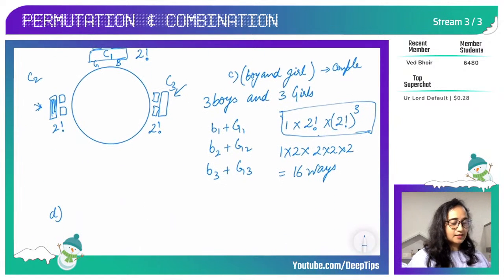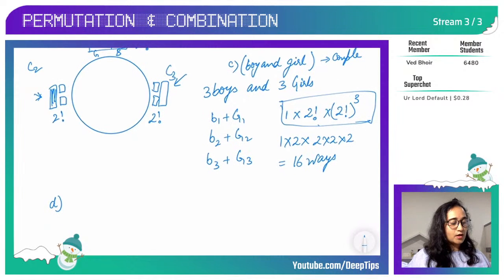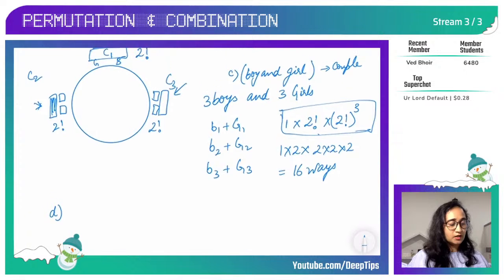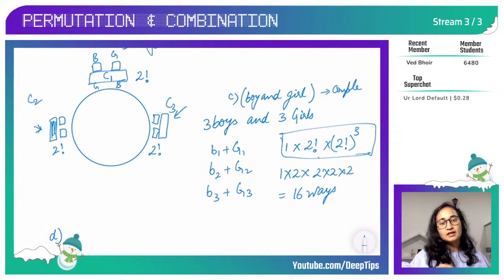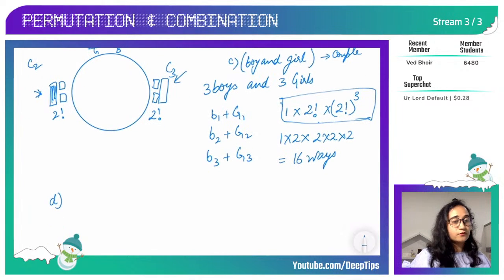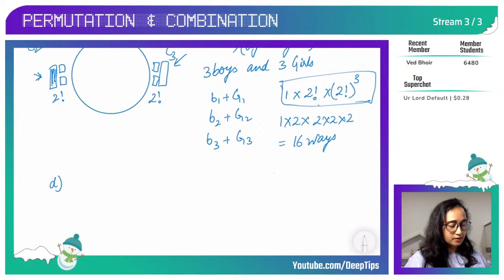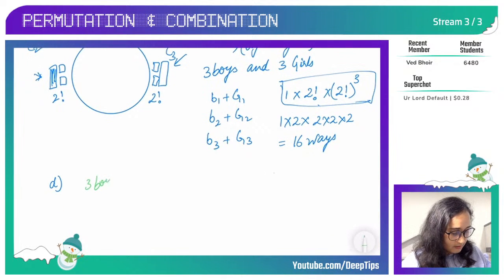Then the third case that I explained just now was the couple-based case, where boys and girls were sitting together. So we considered them as a single entity, that they are sitting together. So suppose now in the fourth case, I'm taking a different case, where three boys will sit together.